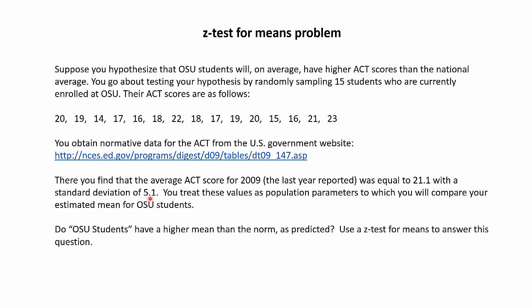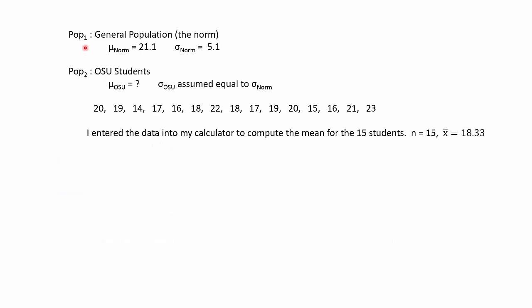Now we'll answer this question, of course, using the z-test for means, because that's the only test we know right now. We'll learn some other tests in the coming weeks. So the first thing we do is set up our two populations. It's arbitrary which population is population 1 and population 2. Here I set up population 1 as the general population, the norm. And so the mu, the population mean, is 21.1 and the population standard deviation is 5.1. Then population 2, OSU students.